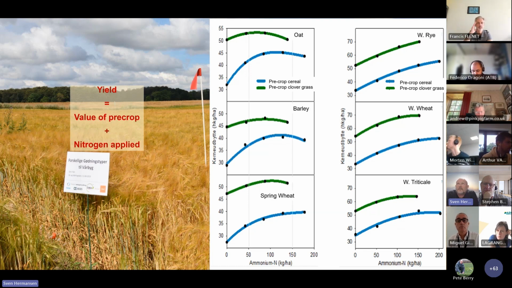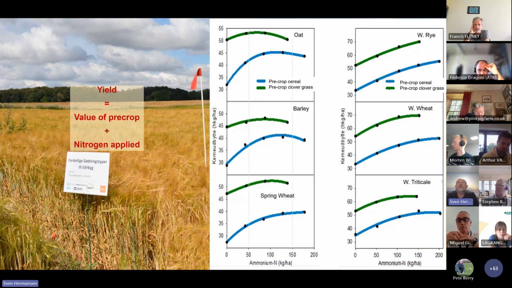Looking at the winter crops, winter rye, winter wheat, and winter triticale, which used to be quite an interesting crop for organic farmers. Now it's been taken out by yellow rust. But the winter crops respond a lot better to nitrogen applications even after grass clover. But the gradient on the curve is more the same. So the value of each kilo of nitrogen applied on the winter crops is more or less the same, independent of what pre-crop you have.